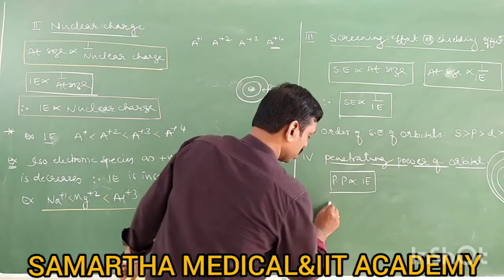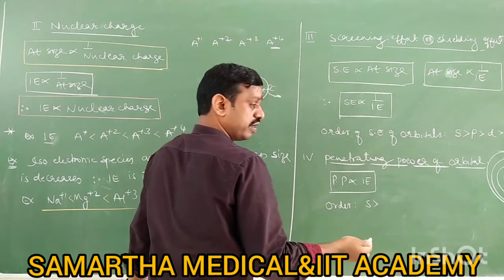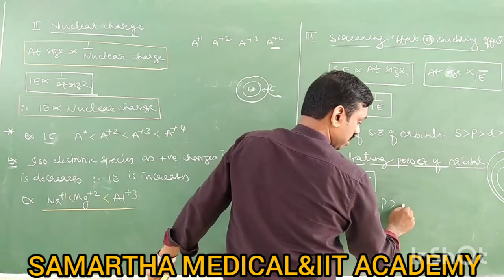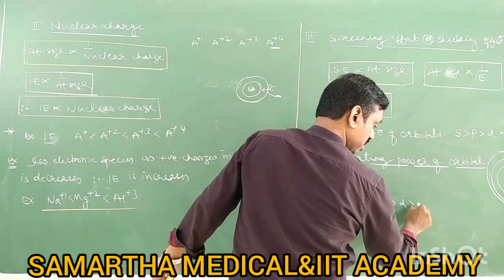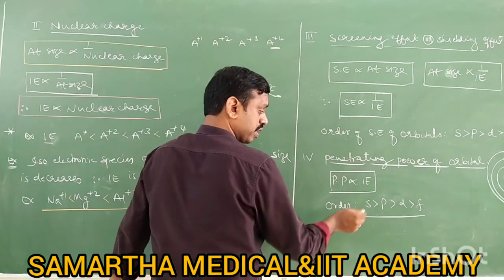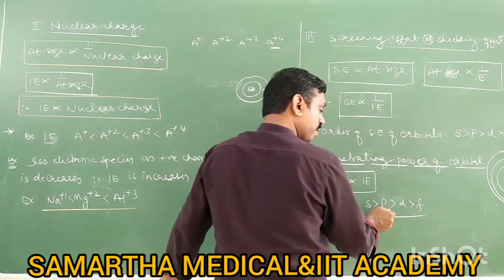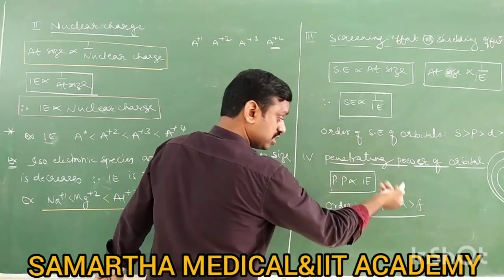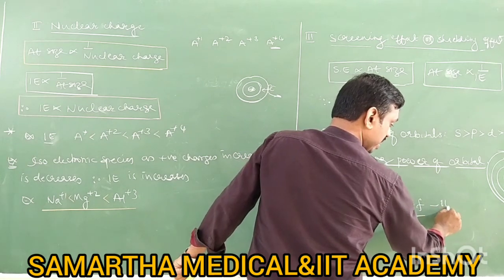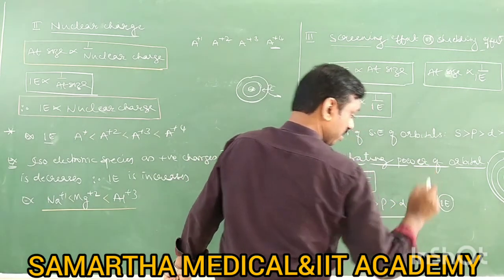So what is the order of penetrating power? The s orbital is easily penetrated because it is very close to the nucleus, then p orbital, then d orbital, then f orbital. This is the order of penetrating power: s, p, d, f. What is the order of ionization enthalpy? The same order. S is more, then p, then d, then f.